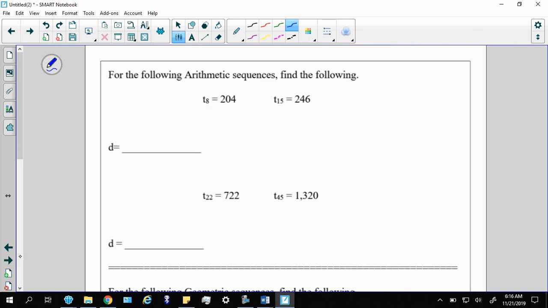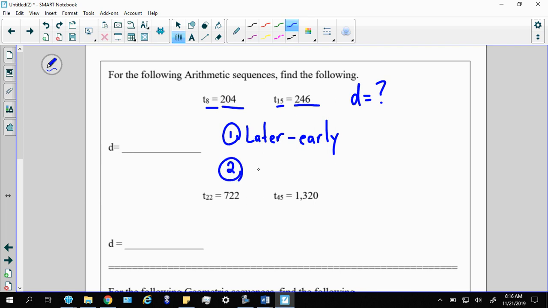All right, now for the following arithmetic sequences, find the following. Notice that my 8th term is 204 and my 15th term is 216. I've got to find the common difference. If you remember, it is the later term minus the early term, and then the second part is that you divide by the jumps.